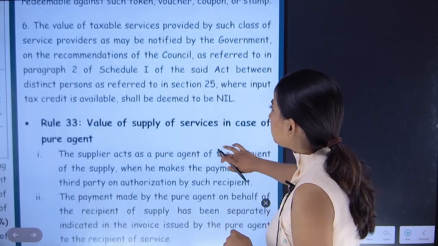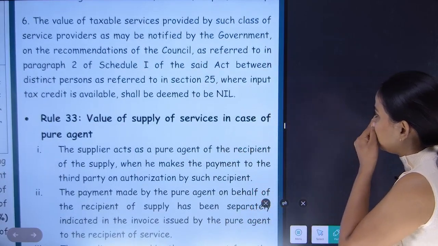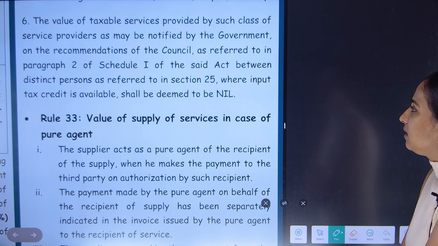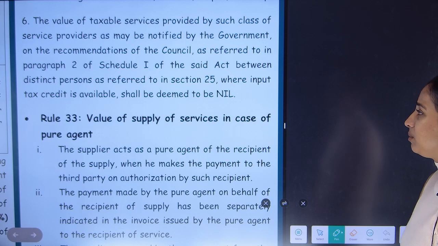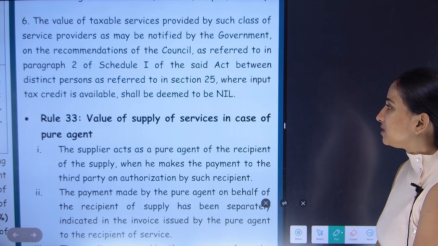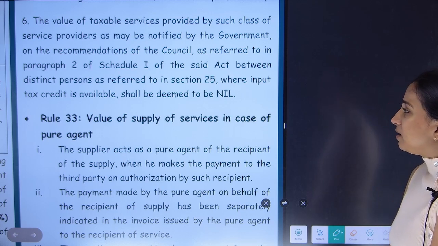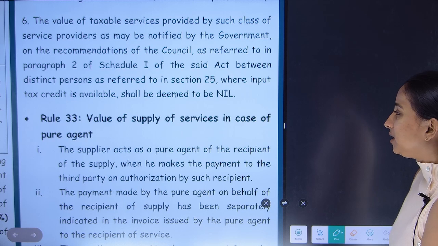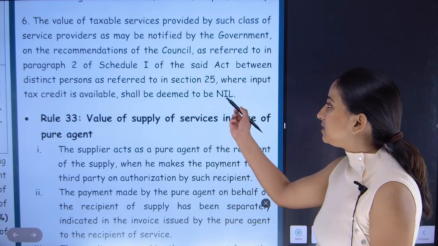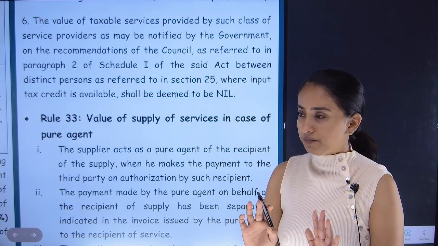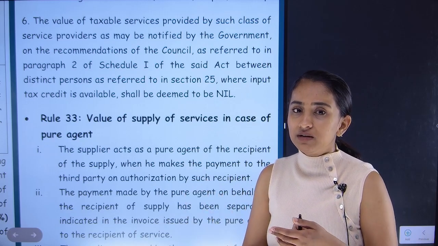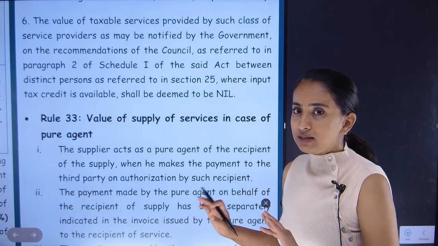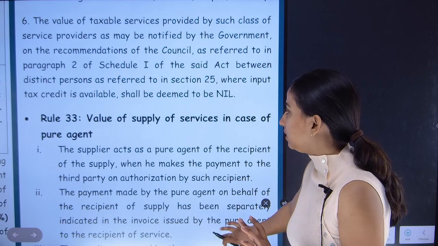Next, the value of taxable services provided by a class of service providers as may be notified by the government, as referred to in para 2 of Schedule 1, between distinct persons as referred to in section 25, where input tax credit is available, shall be deemed to be nil. So if this is a supply under Schedule 1 and this is a supply between distinct or related persons, and if the input tax credit is available, then the value of supply will be considered to be nil.